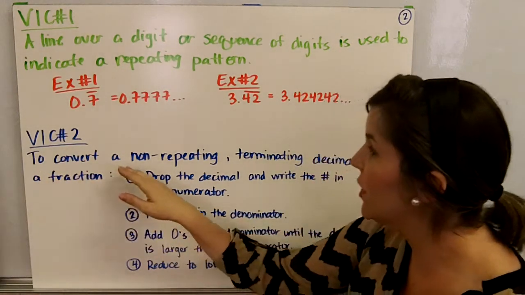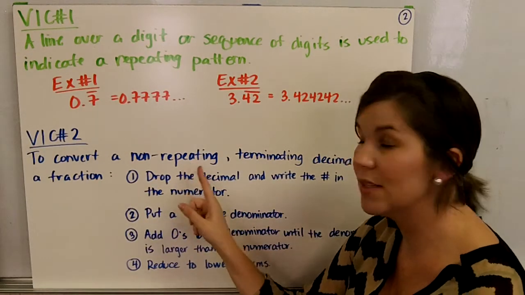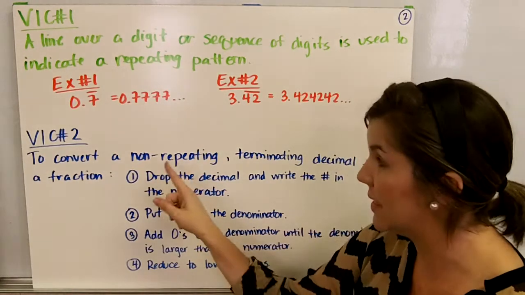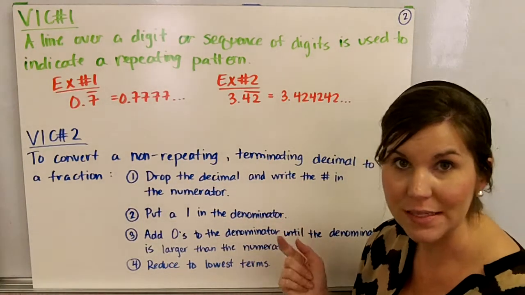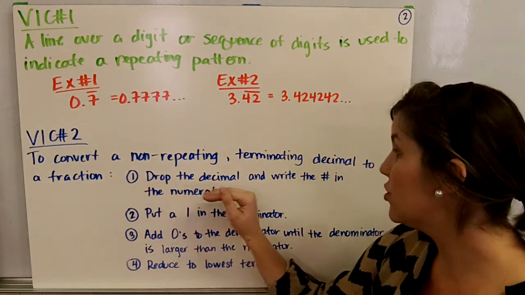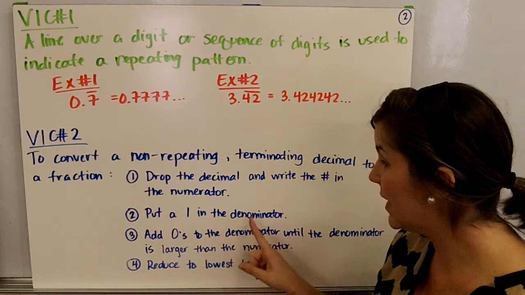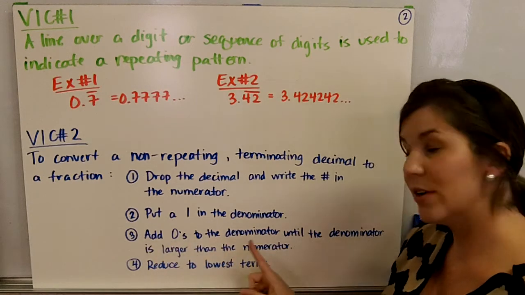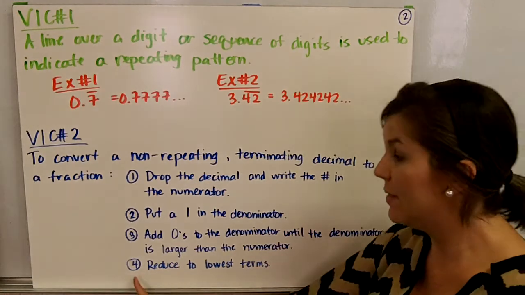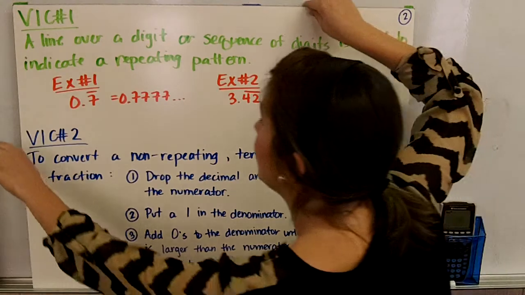Vocabulary number 2, to convert a non-repeating terminating decimal to a fraction. So this is just a regular decimal like 0.17. It doesn't repeat, and it stops. After that 7, there's just a bunch of zeros, it stops. So here's the process. You're going to drop the decimal and write the number in the numerator. Put a 1 in the denominator, and then add zeros to the denominator until the denominator is larger than the numerator. Then reduce to lowest terms, and you can use your calculator for the 4th step.